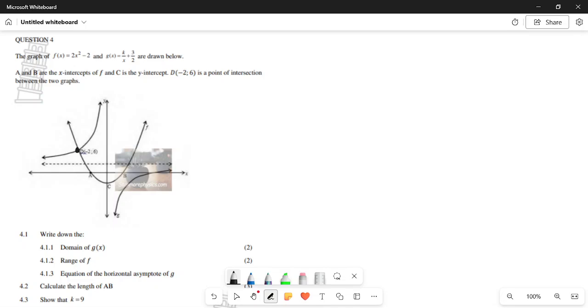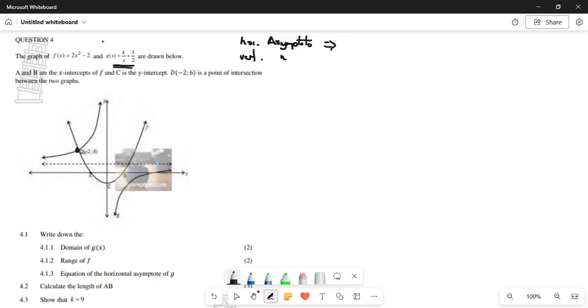Okay, so we're given two functions, one a parabola, which is f, and then g, our hyperbola. And then now the questions. 4.1, write down the domain of g. Okay, before we begin our questions, let us focus our attention on this hyperbola function. And we know with the hyperbola function, we are expecting a horizontal asymptote, and we are expecting a vertical asymptote.